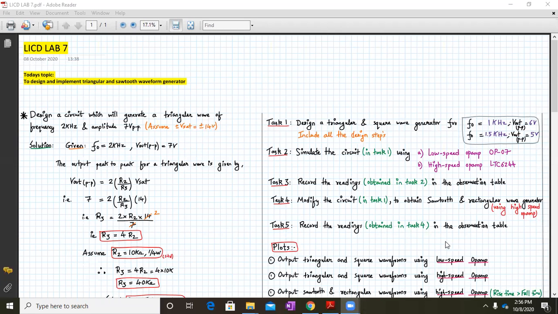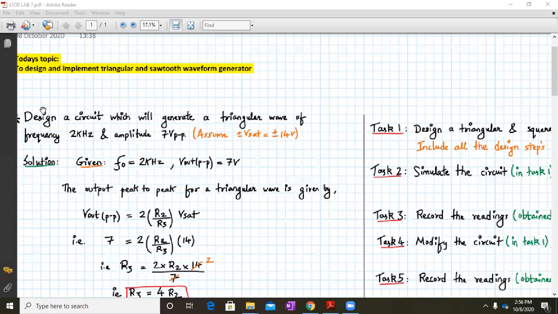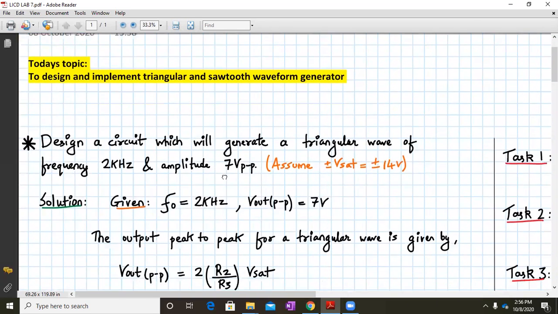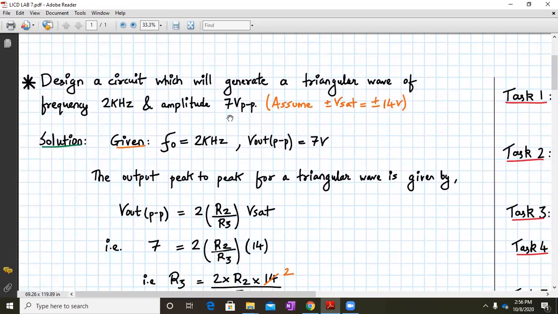Okay, so hello everyone. Welcome to LICD Lab number 7. Today's objective is to design and implement a triangular and a sawtooth waveform generator in LTspice. First I will show you one sample design, and based on these steps you can design with the values which are assigned to you.